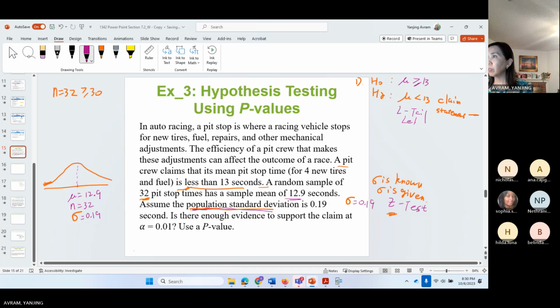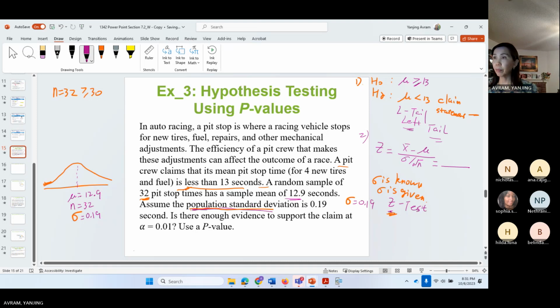We also know this is a left-tail test, because the alternative is less than. And we also know that this is a z-test, so we're going to need to find a z-score. Finding the z-score here.